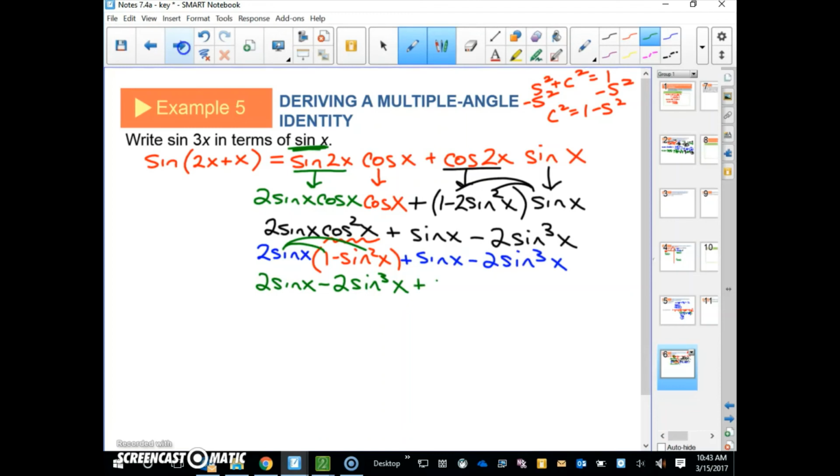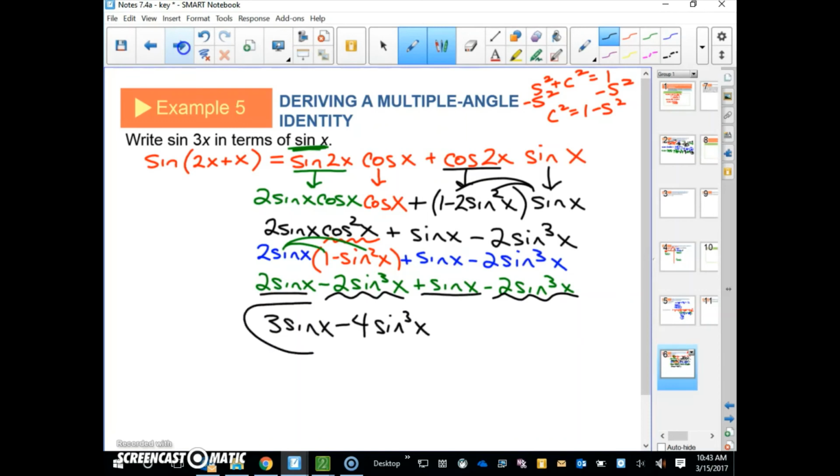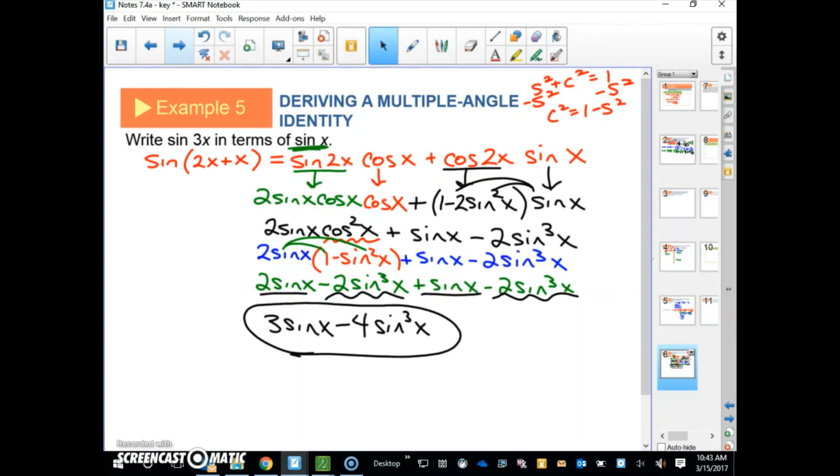Bring down the rest of this, plus sine x minus 2 sine cubed x. And then you notice, or you should notice, hopefully, you've got some like terms there. That's going to be 3 sine x. And then here are some sine cubes that can combine. Minus 4 sine cubed x. That's it. We just wrote our identity in terms of sine x. And that's all there is to it.